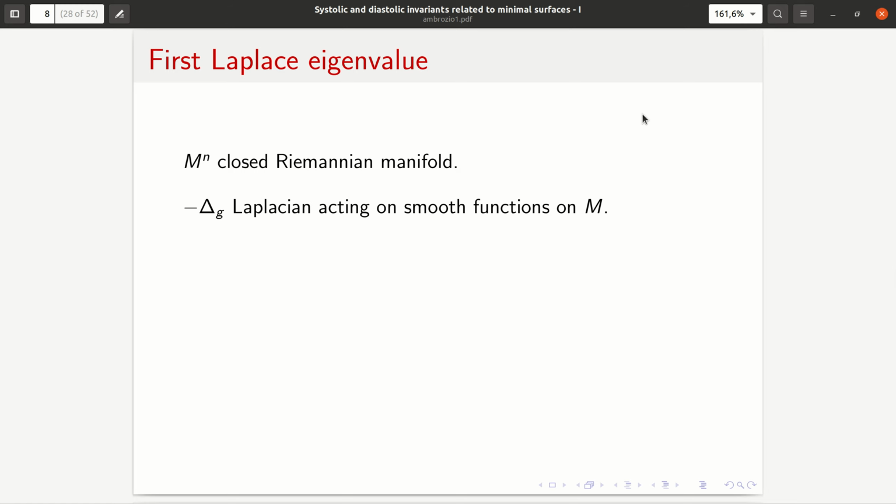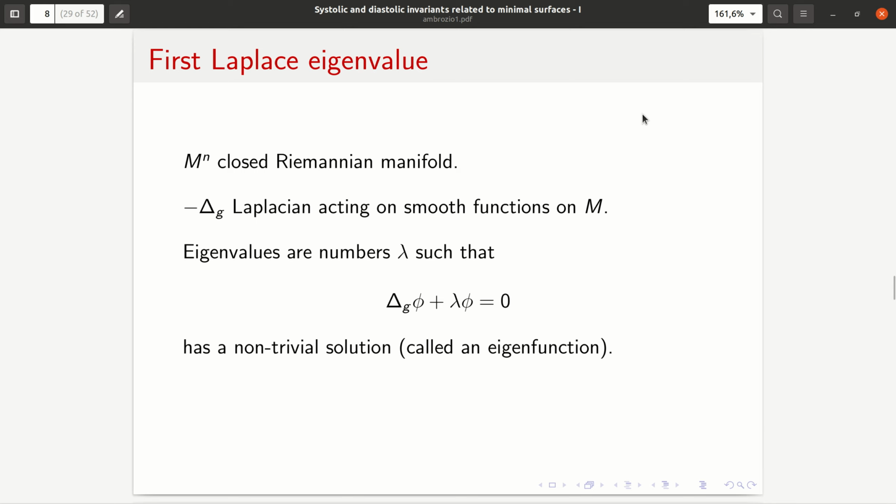Let's put a Riemannian metric on it and define the Laplace operator acting on smooth functions on M. So minus the Laplacian is an elliptic operator. There are eigenvalues and eigenfunctions. So eigenvalues are numbers, lambdas, such that this equation has non-trivial solutions that are called eigenfunctions associated to the given lambda. Multiplying this equation by phi itself and integrating by parts, it is not difficult to see that lambda has to be non-negative, and 0 if and only if the corresponding eigenfunction is constant.